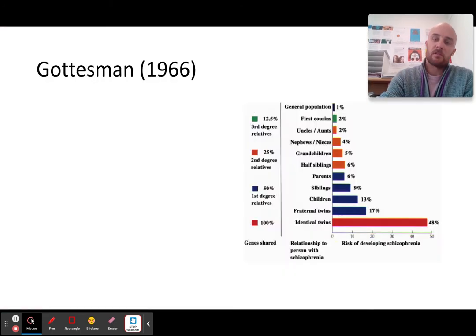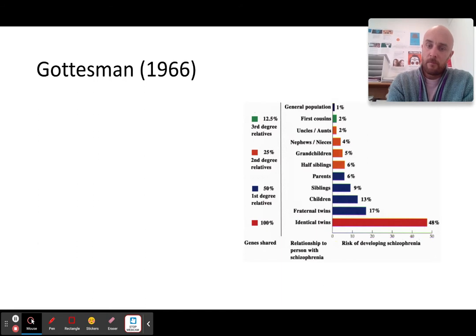So Gottesman did this graph just here. You've got third-degree relatives who you share 12.5% of your genes with. You've got your second-degree relatives, which you share 25%. So first-degree relatives, 50%, and almost 100% is shared by identical twins. Now, as you can see, the closer you are related to the individual with schizophrenia, the more likely you are going to. So the general population is about 1%. You do see varying things there, but the general population is about 1%.